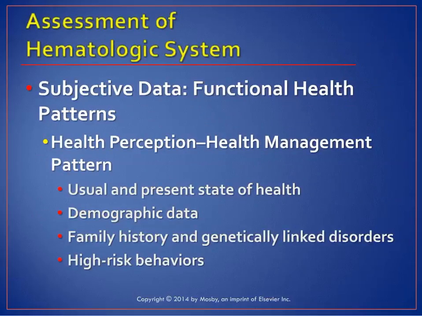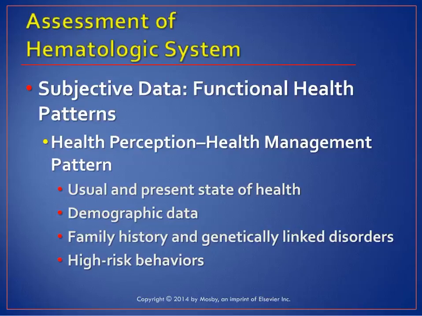So in your assessment of this patient, you're going to gather information about age, gender, race, and ethnic background. Family history is very important, especially of hematologic problems, because it helps identify genetically linked disorders, specifically jaundice, anemia, malignancies, sickle cell disease, and other red blood cell disorders, bleeding disorders such as hemophilia, and clotting disorders.